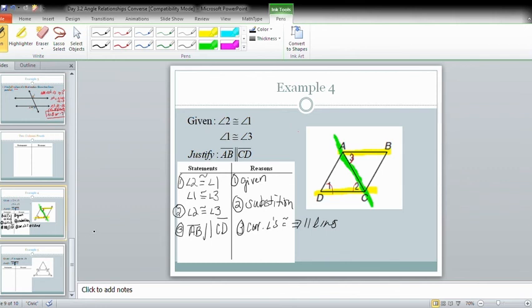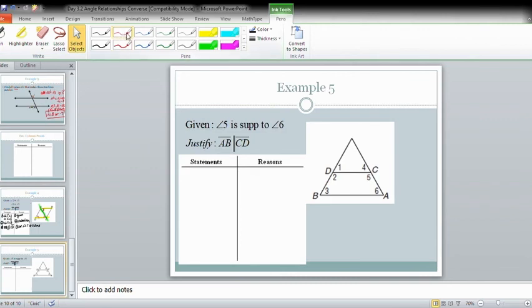So let's look at one more, and then you can see how you're doing on the homework. Again, you will not be responsible for proofs for this test, for this unit, but they will come back eventually, right? So again, we have angle 5 and angle 6 are supplementary, and we're trying to prove AB is parallel to CD. Well, let's take a look at this. First step, I'm going to write the given, right? Angle 5 is supplementary to angle 6. And again, our reason is given. That seems easy, right?